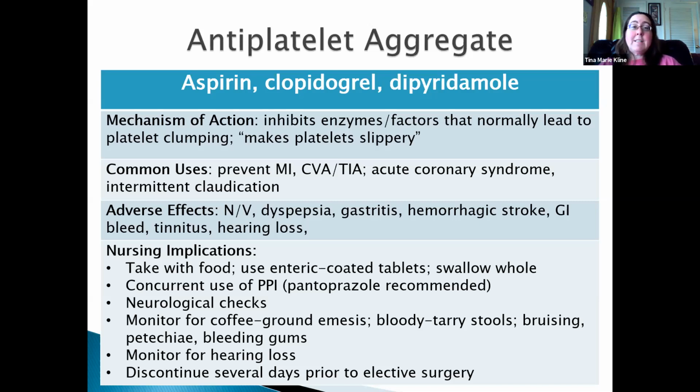And obviously, because this is going to increase your patient's bleeding risk, that's why it's discontinued several days prior to any type of elective surgeries. If it's an emergent surgery, if we can put off the surgery, great. If we can't, it's emergent, they go to the OR and we deal with it. In that case, if they have issues with bleeding, we'll use things like clotting factors and fresh frozen plasma.